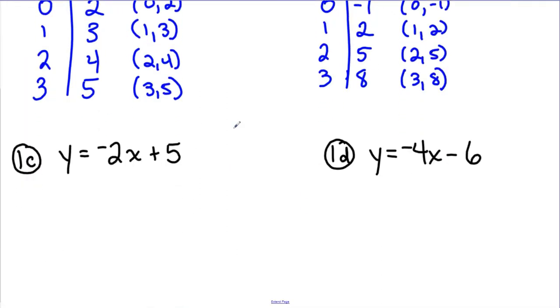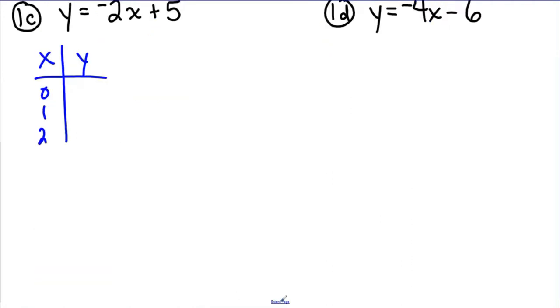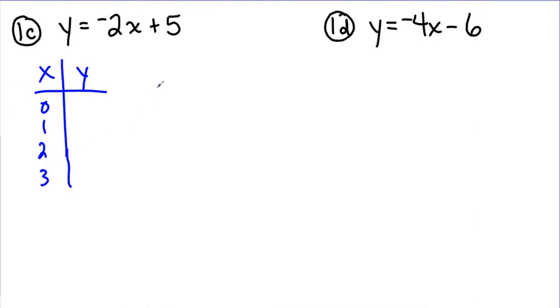Let's take a look at these last two functions and find solutions. So again, I'm going to pick 0, 1, 2, 3 as my inputs. And if I put 0 into this function, I get negative 2 times 0 is 0, plus 5 is 5. If I put 1 into this function, negative 2 times 1 is negative 2. Negative 2 plus 5 is 3.